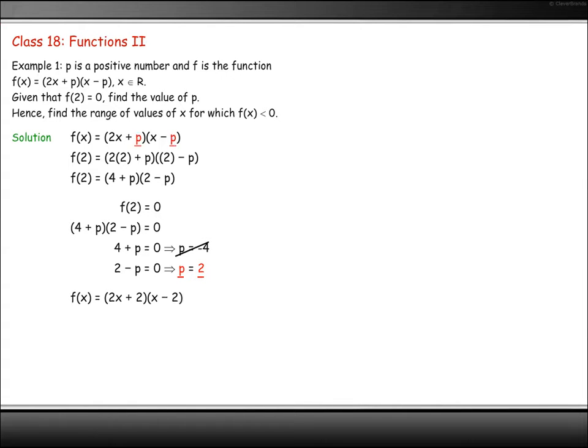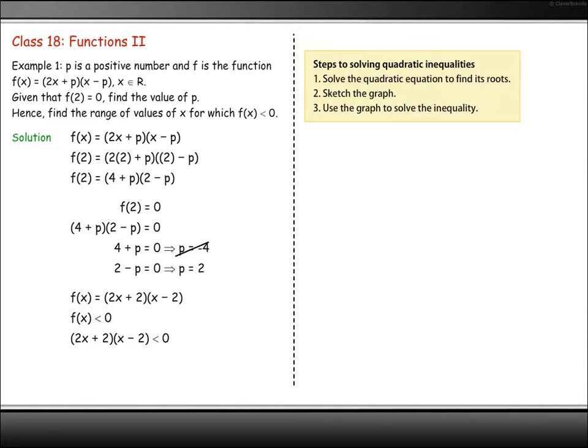Write out f(x) again, replacing p by 2. Now find the values of x for which f(x) is less than 0. Follow the steps for solving a quadratic inequality. Step 1. Solve the quadratic equation to find its roots. The roots are minus 1 or 2.